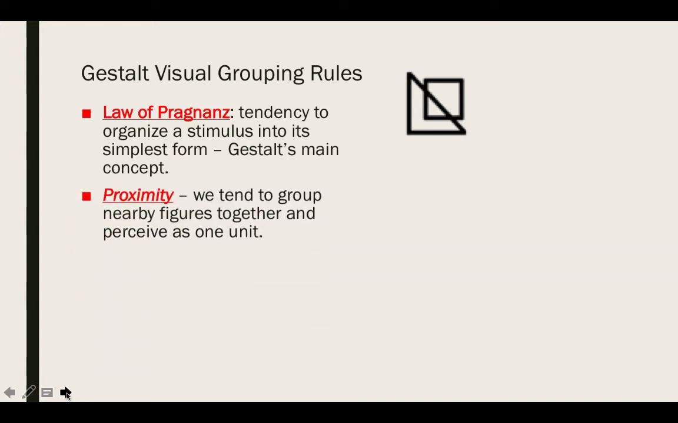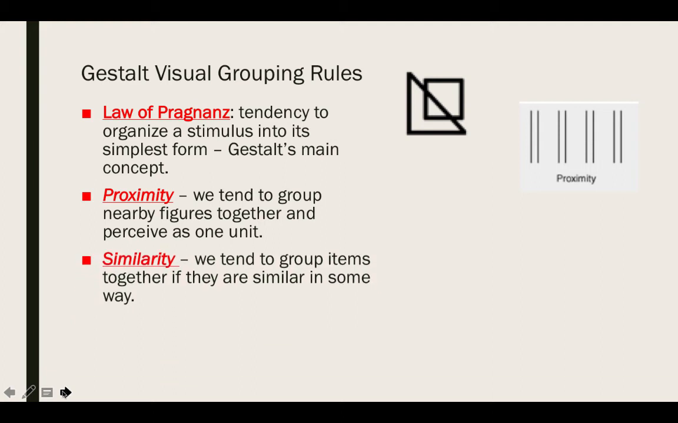Proximity rules: we tend to group nearby figures together and perceive them as one unit. So it's likely in this image we probably see 4 columns instead of 8 separate lines because the lines that are closer together are perceived as one unit and separate from the others, as opposed to seeing these 2 lines belonging as a group. That's proximity.